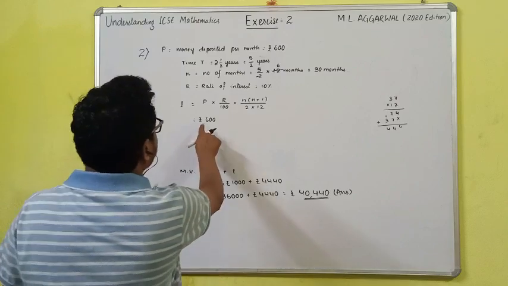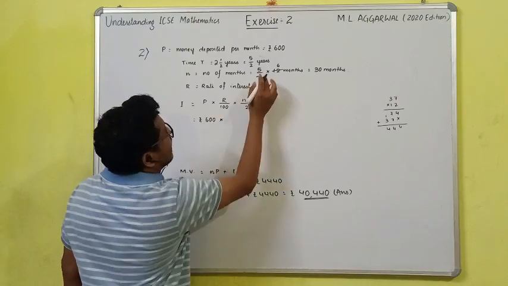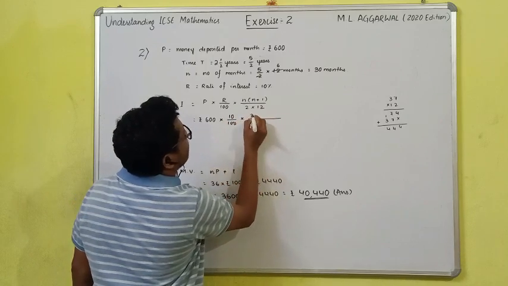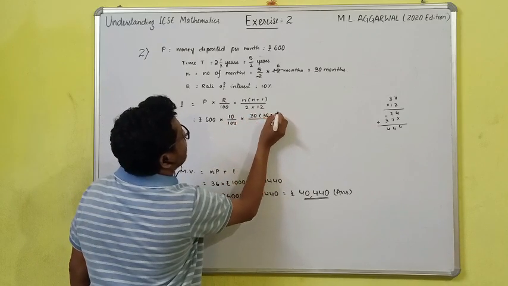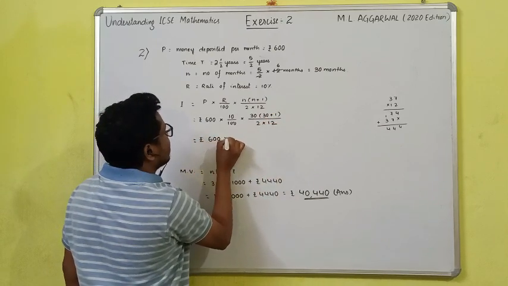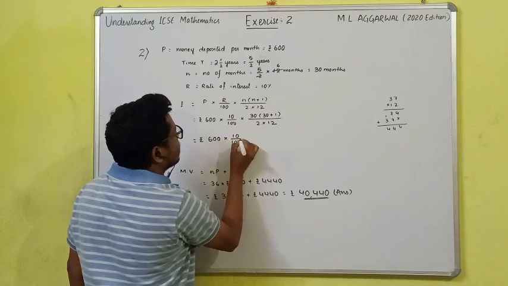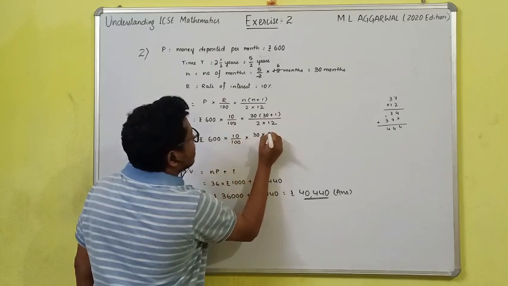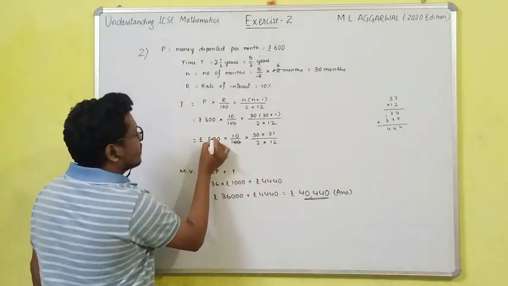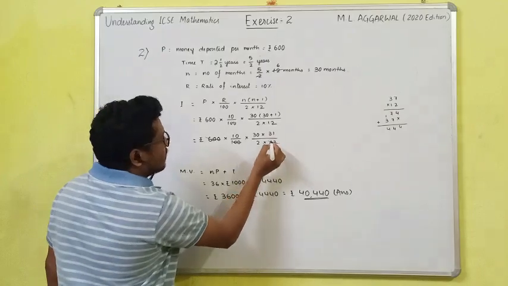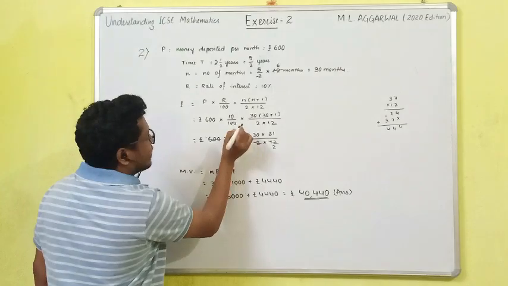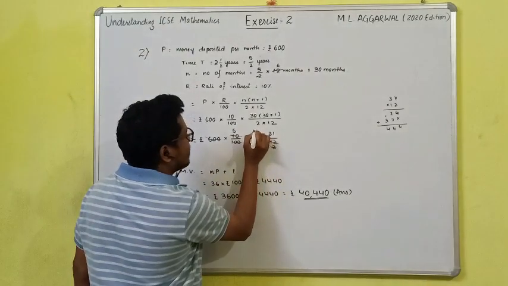So now here 600 I have put it. Then R is equal to 10%, so 10 by 100, and N is equal to 30, and 30 plus 1, 2 into 12. So now rupees 600 into 10 by 100 into 30 into 31 by 2 into 12. See, 0 0 cancel, 6 2 ja 12, then 2, here 2, 5 ja 10, 2, 15 ja 30.